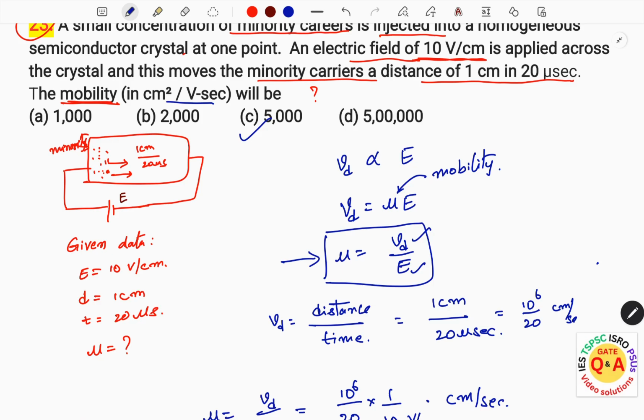Just remember this formula. If you forget the formula, you can derive it from this concept also: drift velocity is proportional to the electric field.